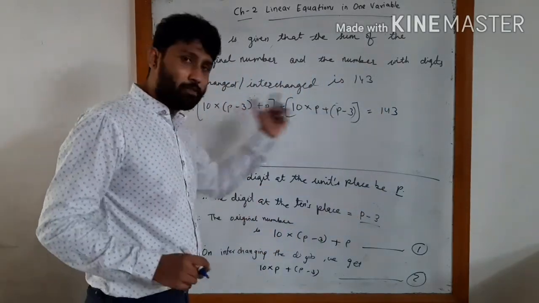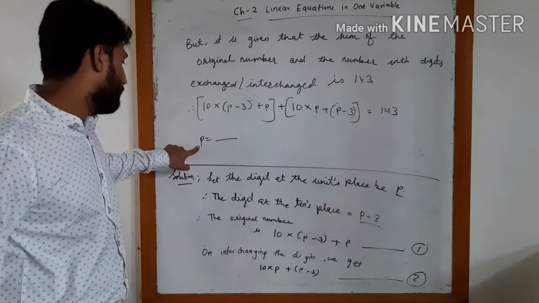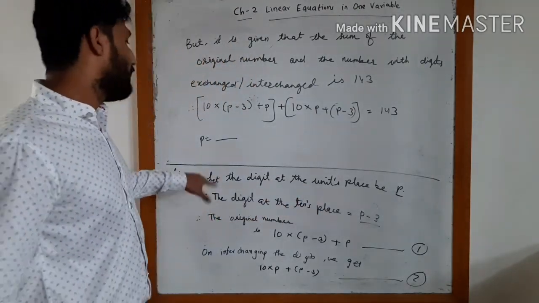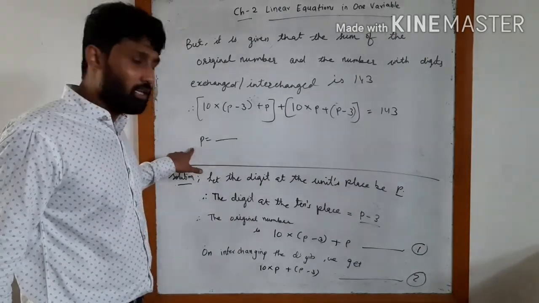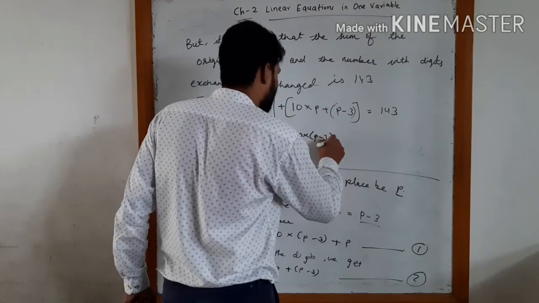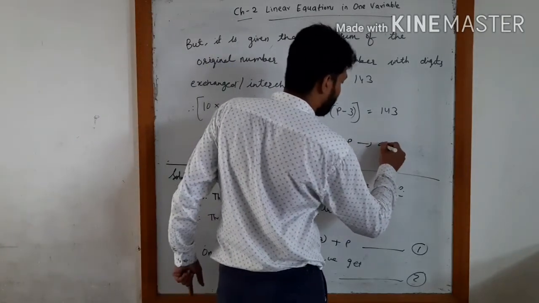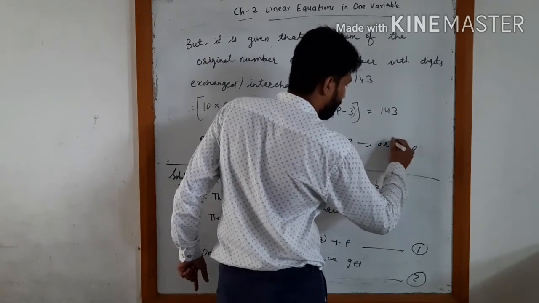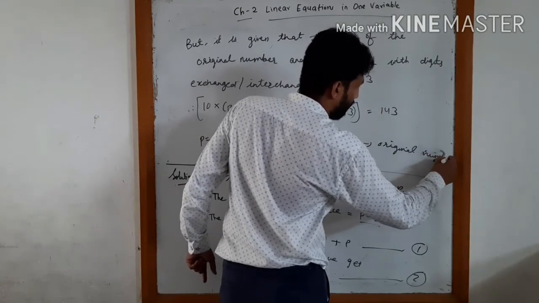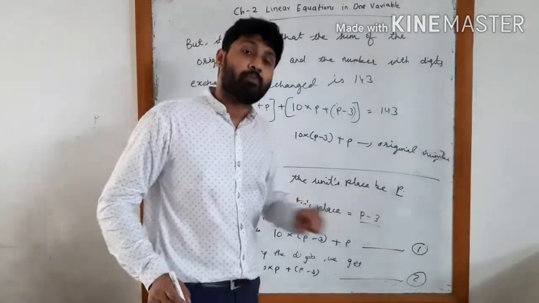Now expand the equation, find the value of P. You will get some value of P, right? That will be the digit at units place, and subtract 3 from that value, that will be the digit at tens place. Then multiply P minus 3 by 10 and add P to it, you will get the original number.